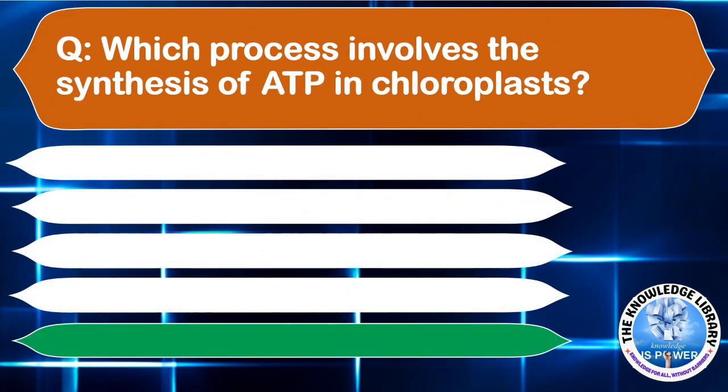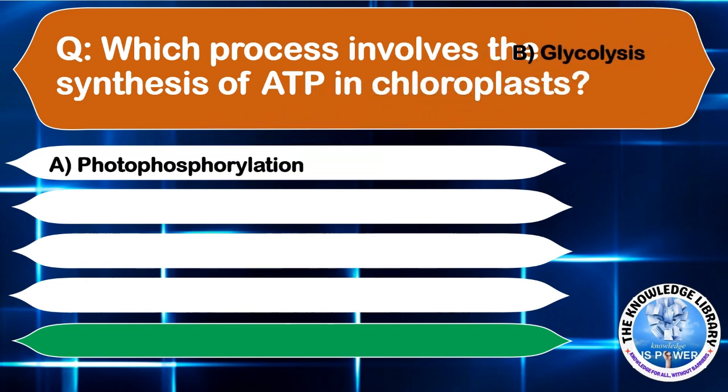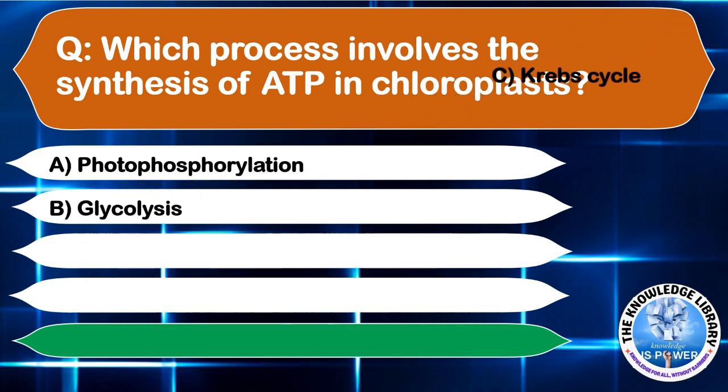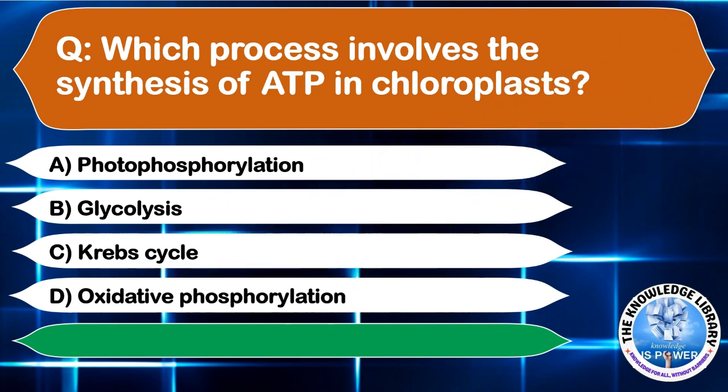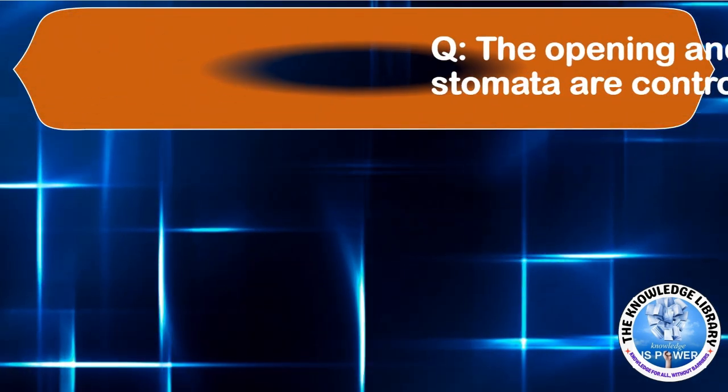Which process involves the synthesis of ATP in chloroplast? Option A, photophosphorylation. Option B, glycolysis. Option C, Krebs cycle. Or option D, oxidative phosphorylation. The correct answer is option A, photophosphorylation. Moving to the next question.